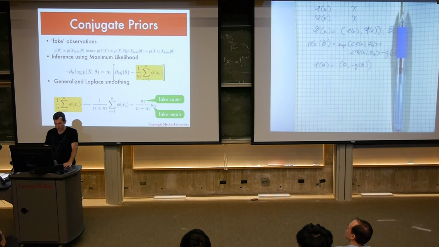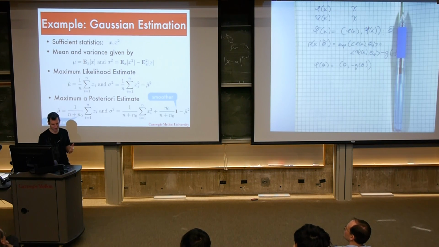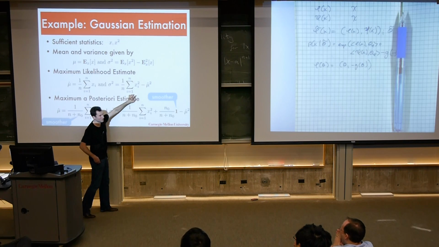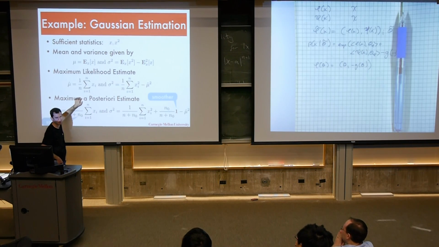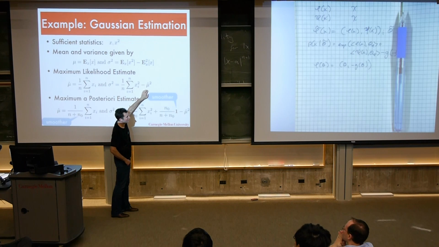So let's actually do that for Gaussians. For Gaussians, we basically have means and variance given by x and x squared. These are exactly our sufficient statistics, and you can work out means and variance from that. Then these would be your standard maximum likelihood estimates. We've all done something like this before, right? We've just taken an average, and then we look at the average of the squares minus the square of the average, and that gives us the variance.